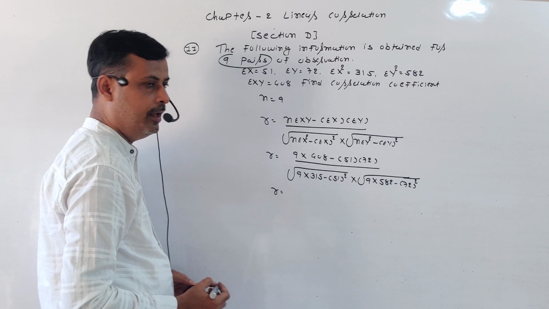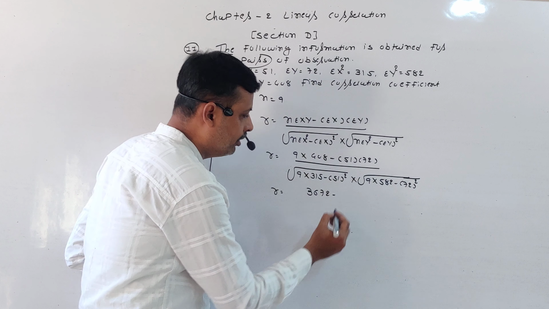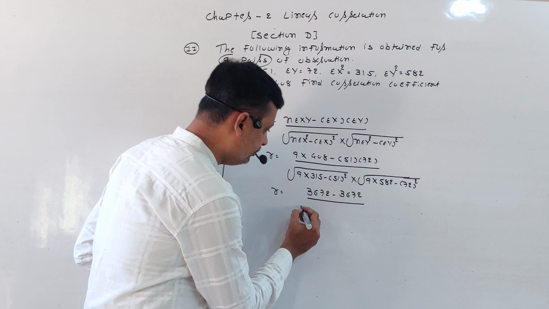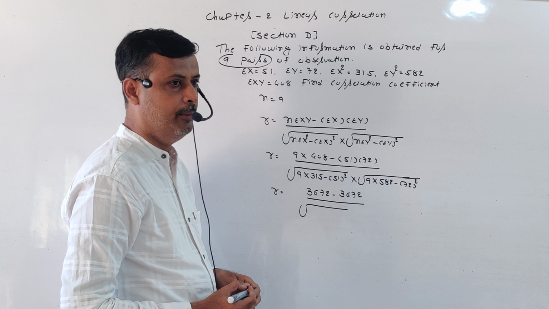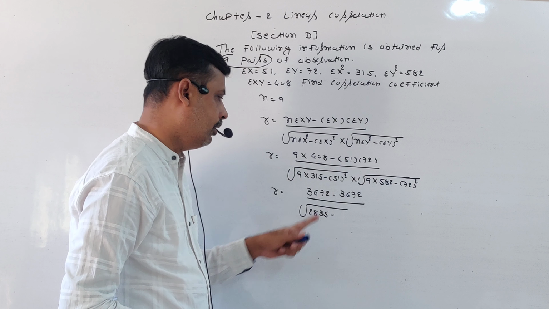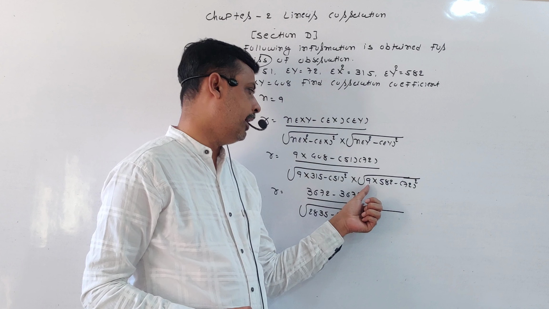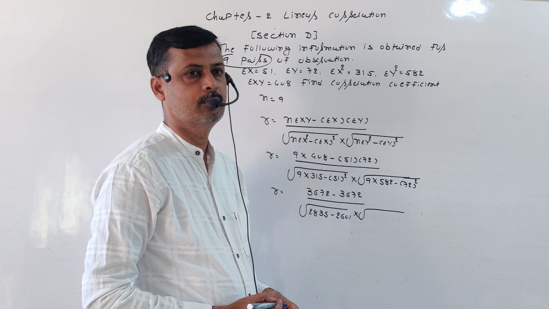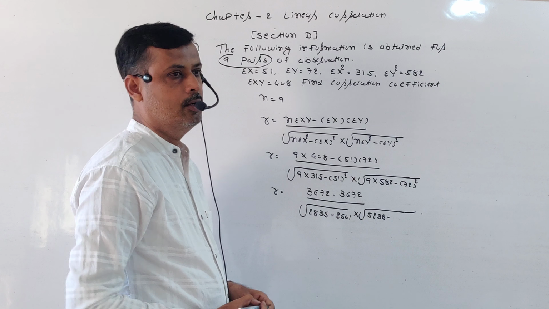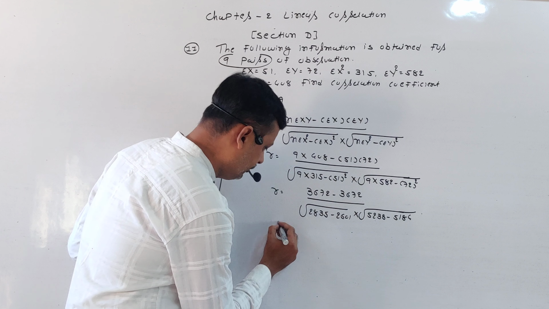So 9 into 408 becomes 3672. 51 multiplied by 72 is also 3672. 9 into 315 is 2835. 51 square is 2601. 9 into 582 is 5238. 72 square is 5184. Here the numerator is 0.